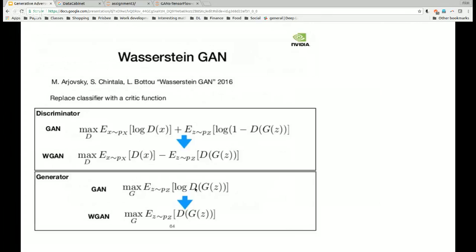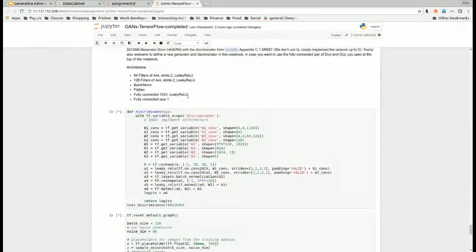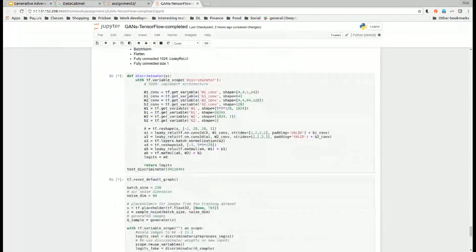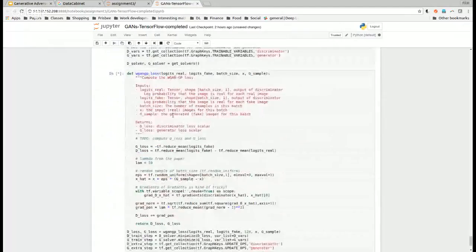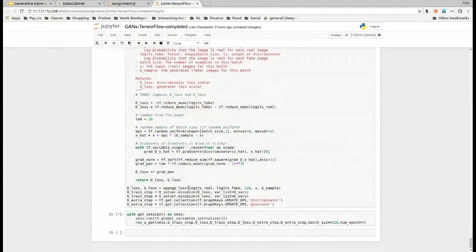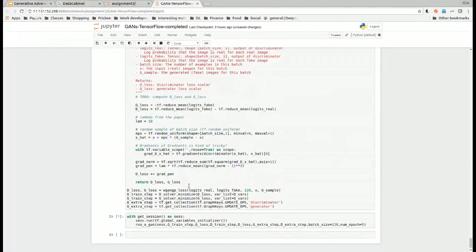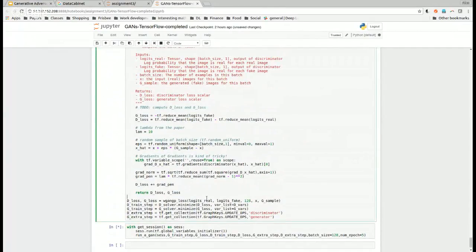Yeah, so anyway, in principle it's very complicated, but in implementation, they define a discriminator and generator again, but the Wasserstein GAN loss is all just this. The loss function is just the expectation of D(x) minus the expectation of D(G(z)). Yeah, here it is. So here the generator loss is just the mean of the fake logits.